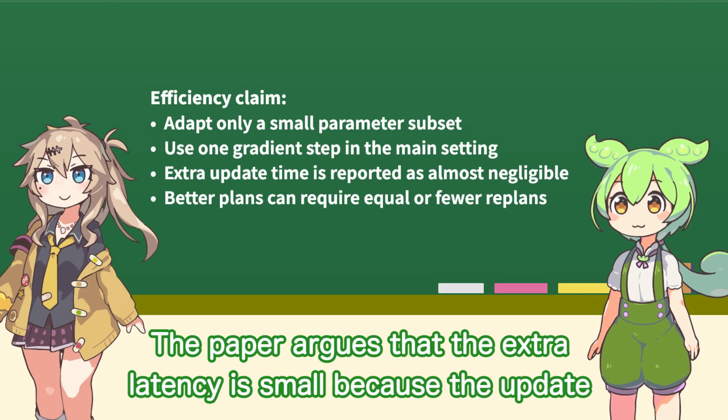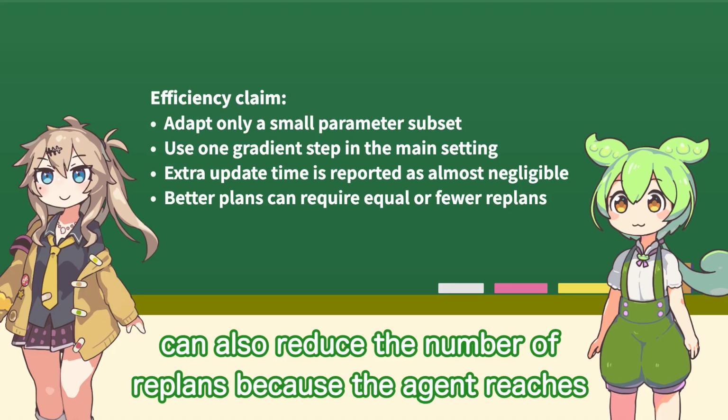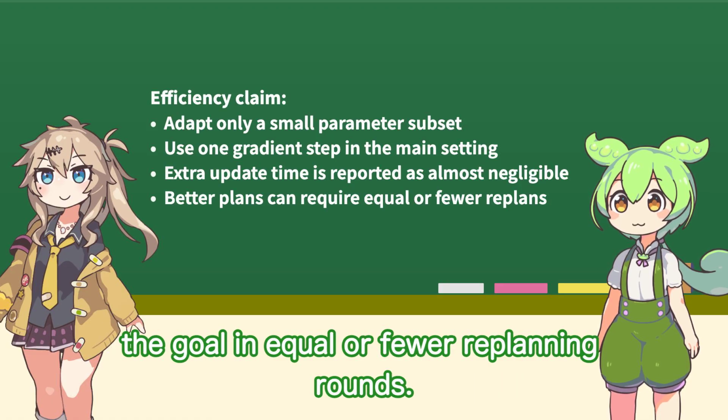Does updating the model make planning too slow? The paper argues that the extra latency is small because the update touches only a small subset of parameters and uses only one step. It can also reduce the number of ray plans because the agent reaches the goal in equal or fewer ray planning rounds.